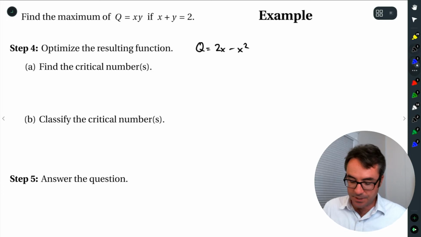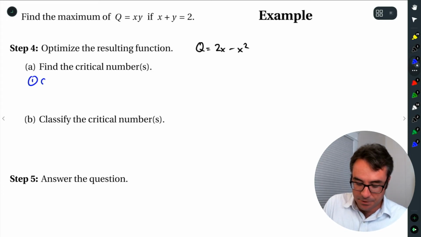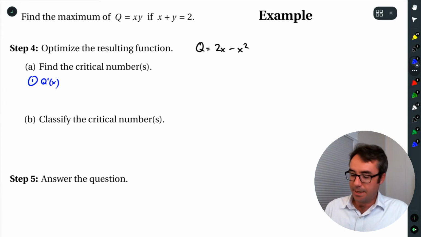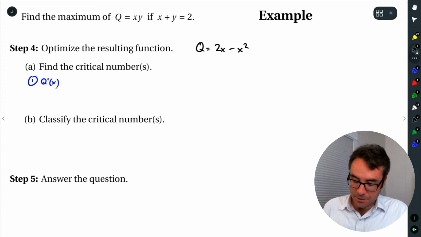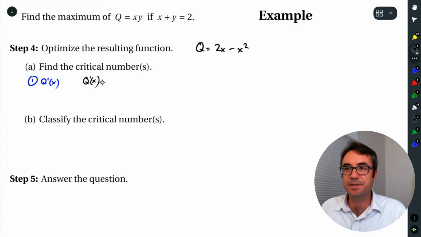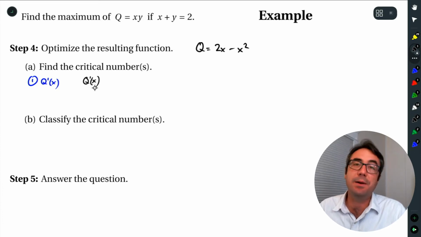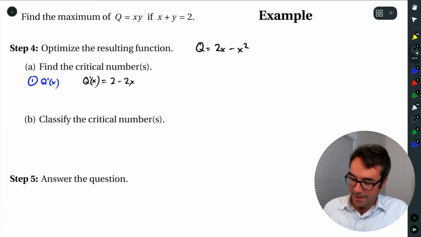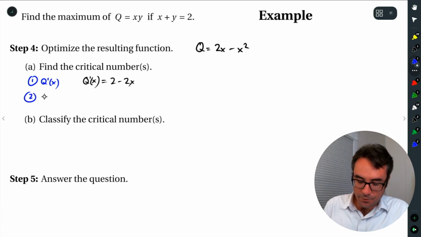So let's find the critical numbers for this function here. That means the first thing we need to do is calculate our derivative, so q prime. And let's differentiate this thing. I'll use function notation here, q prime of x. Differentiating, I get 2 minus 2x. And then we look for where the derivative is 0 or where the derivative is undefined.